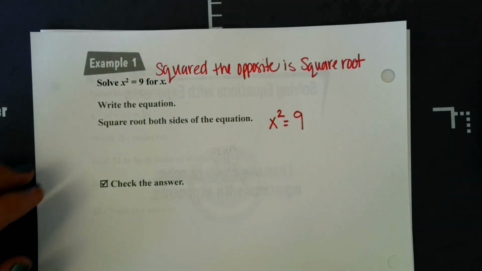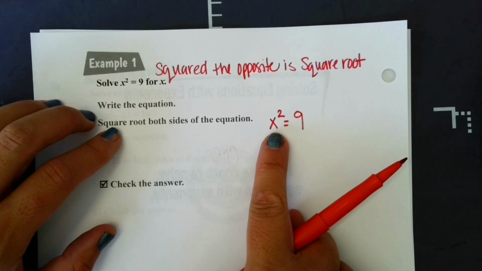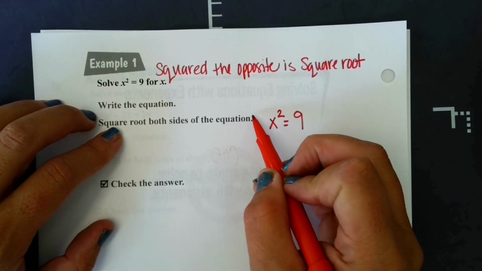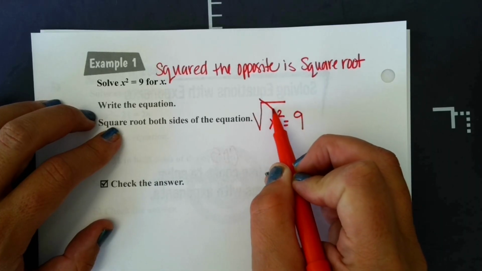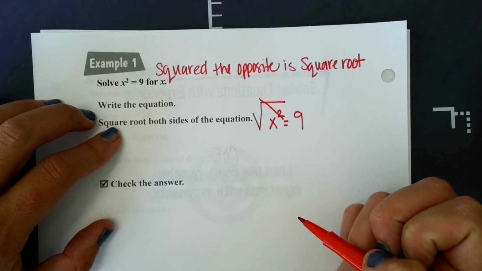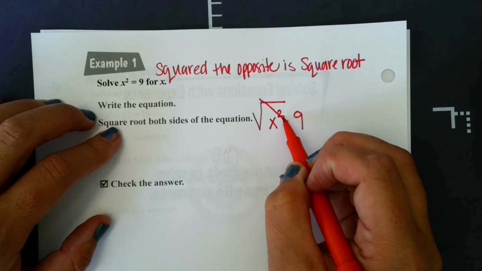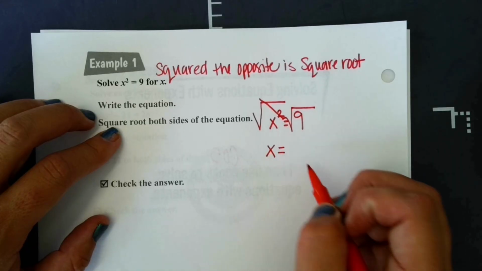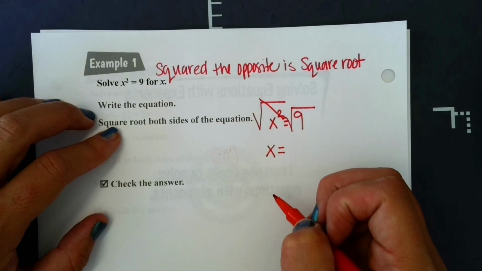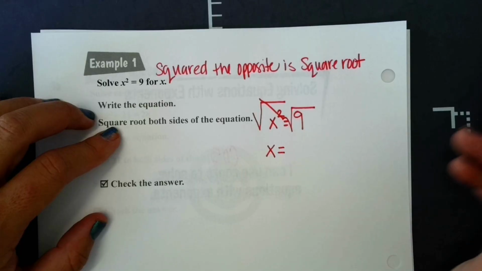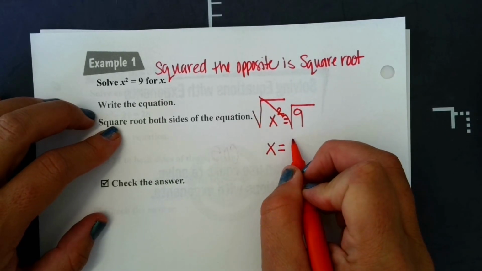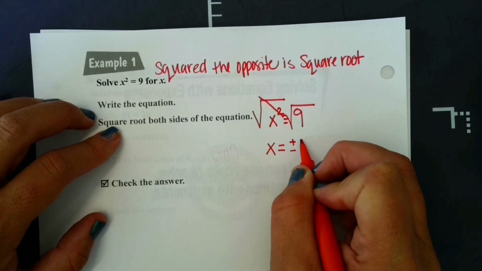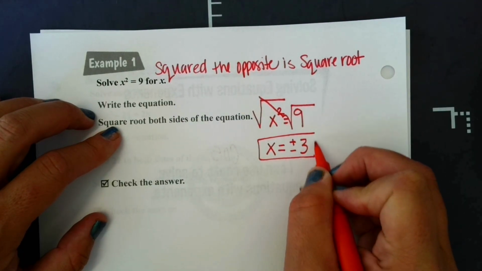Okay, so the only thing we have here is a square, right? What's the opposite of a squared? Square root. So we're going to write a square root. So that gets rid of that. What is the square root of 9? It could be positive 3, or it could be negative 3. So that's how we're going to write our solution.